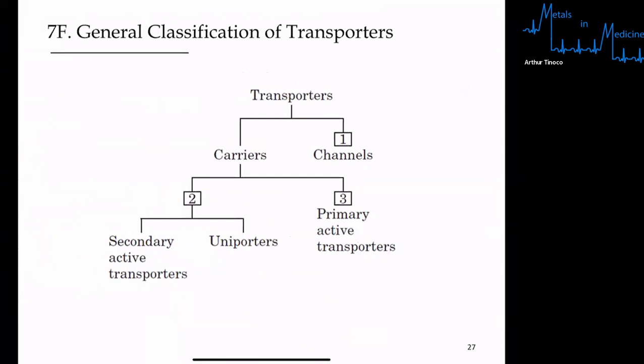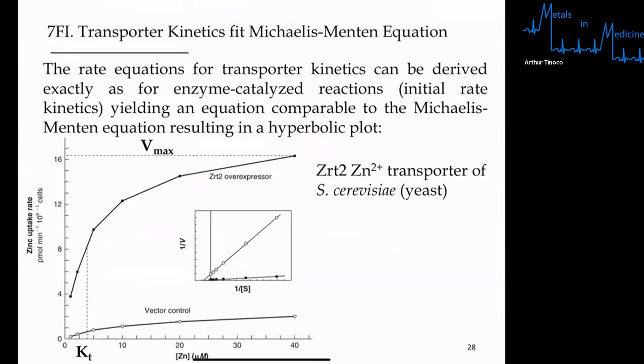All right, so this general classification of transporters, we can have them broken down into the channels and the carriers, and then within the carriers, some of the things that we already have mentioned, this idea of the active transporters or something that's a uniport. All right, so let's look at this from the perspective of the kinetics of transport.